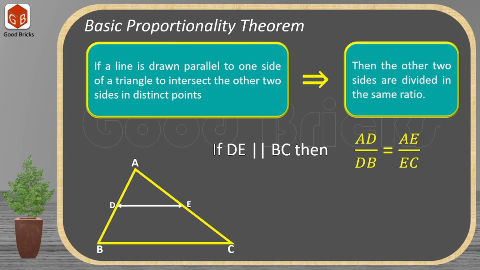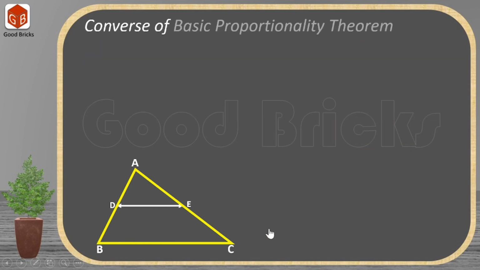Just now we discussed the basic proportionality theorem. What it means: if DE is parallel to BC, then AD by DB is equal to AE by EC. Now you should think in reverse. If this condition AD by DB is equal to AE by EC is true, then does DE become parallel to BC or not? The answer is yes, and that is what we call the converse of the basic proportionality theorem.